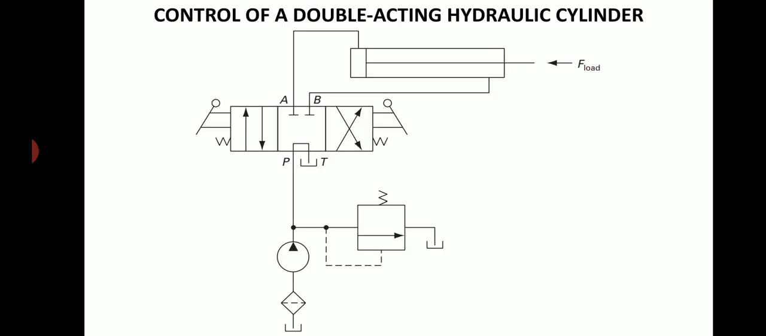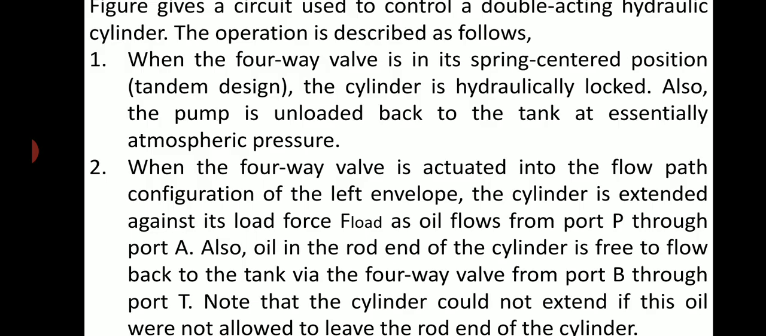Control of a double acting hydraulic cylinder. Figure gives a circuit used to control a double acting hydraulic cylinder. The operation is described as follows. First, when the four-way valve is in its spring-centered position, tandem design, the cylinder is hydraulically locked. Also, the pump is unloaded back to the tank at essentially atmospheric pressure.